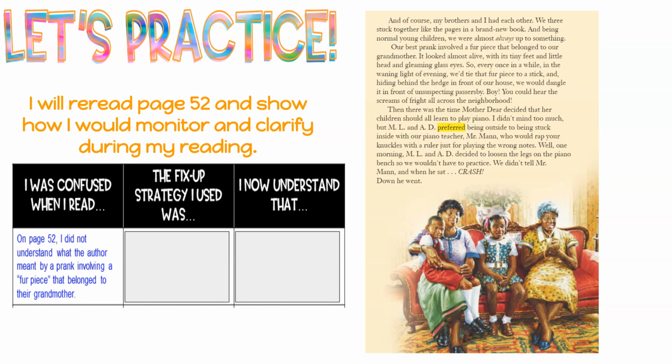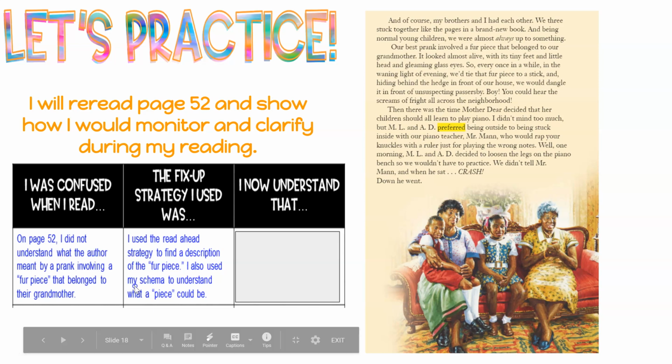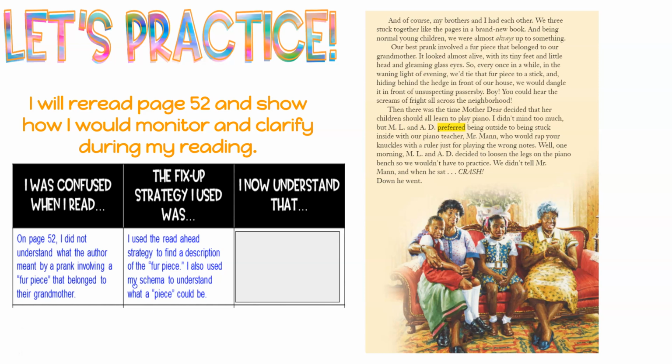Okay, so guys, I read ahead to understand that this piece looks like an animal. It's got little beady eyes, it's got feet, and it's furry. But I'm also going to use another fix-up strategy, schema. I know in my brain already that piece could also be another word for a piece of clothing. So I used the read ahead strategy to find a description of the fur piece. I also used my schema to understand what a piece could be.